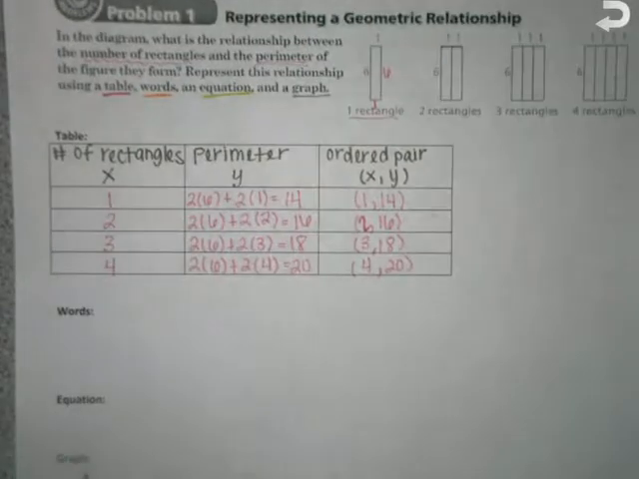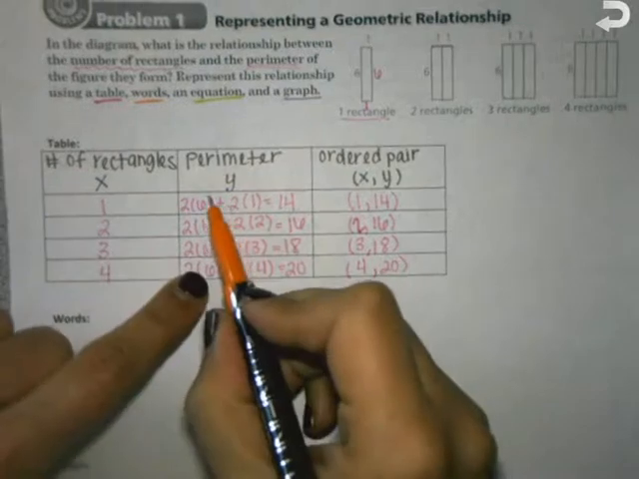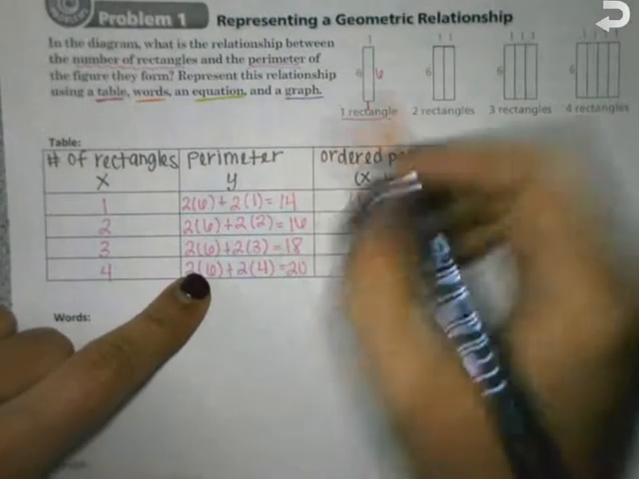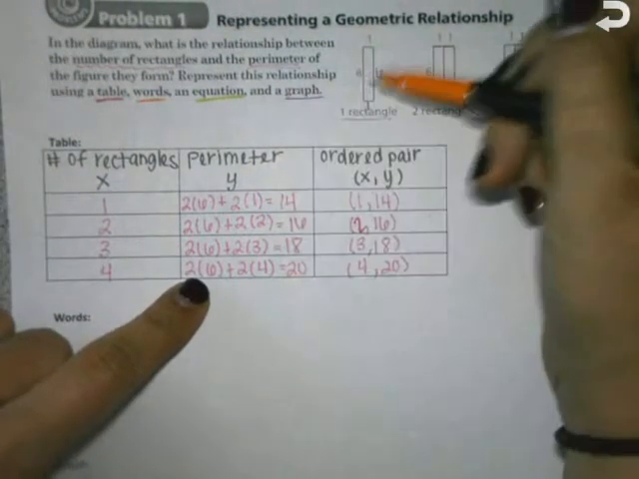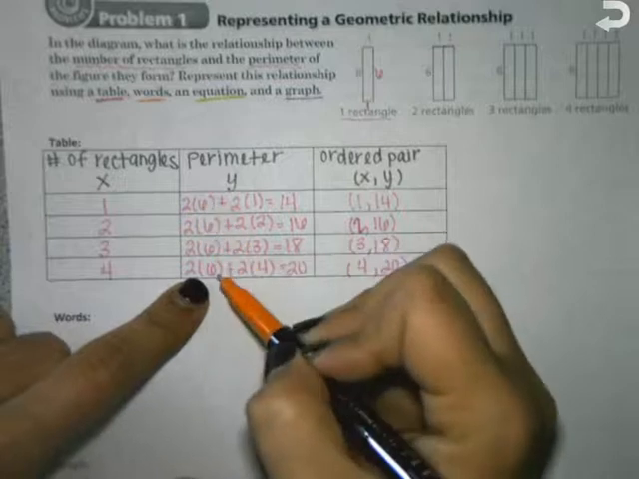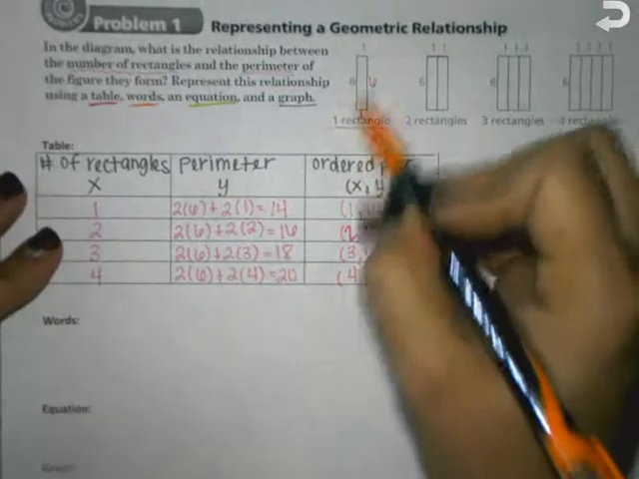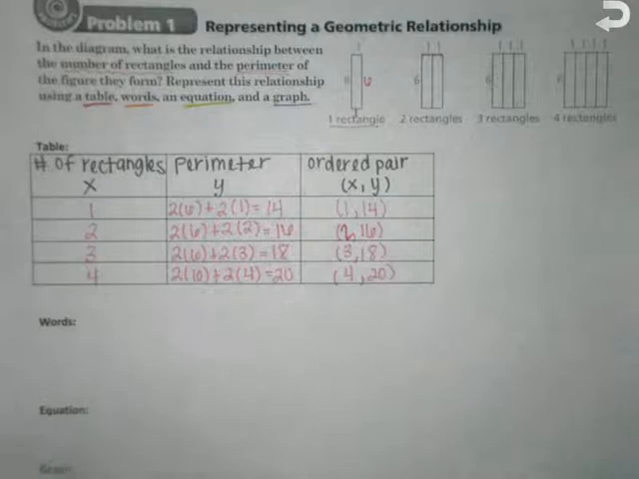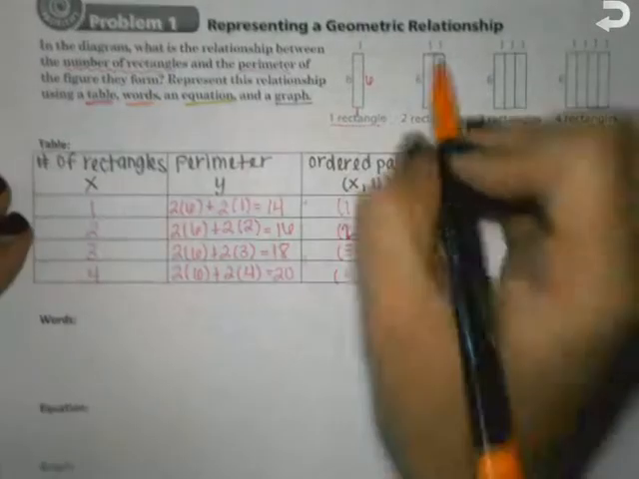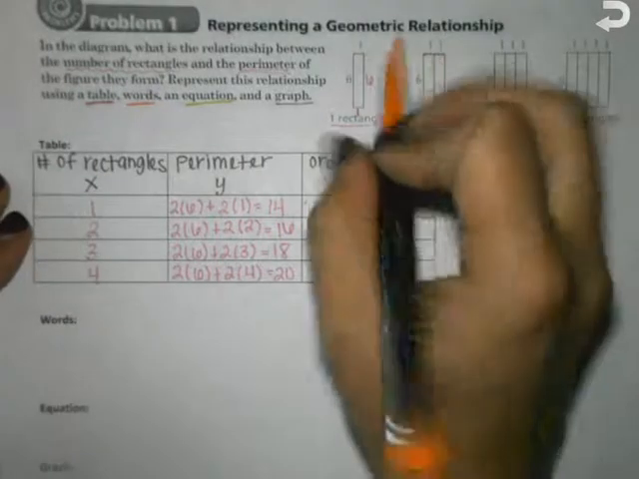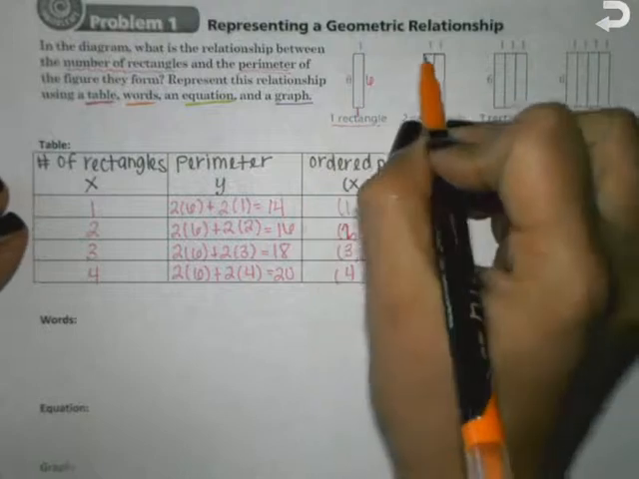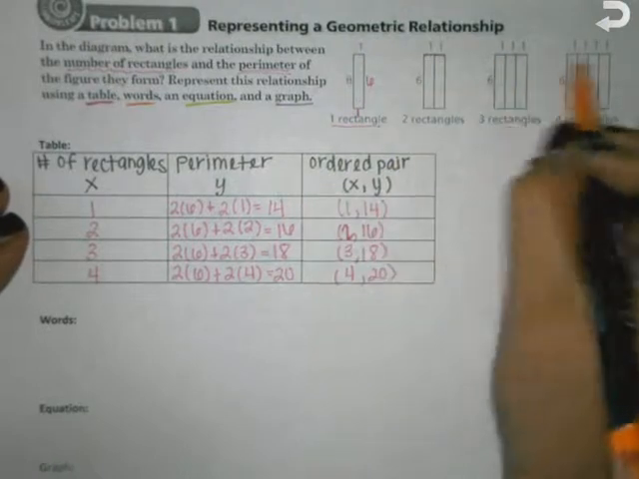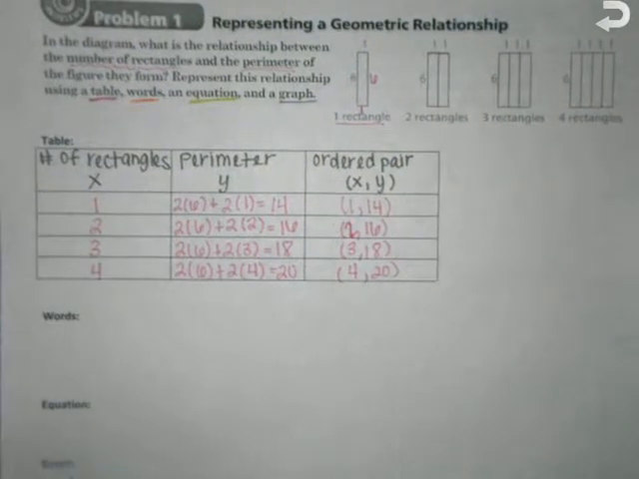So what was going on each time? 6 was the length. In order to find the length of each rectangle, we just multiplied 2 times 6 each time. But in our diagram, that never changed, right? But what was changing? The width. And the width was changing by how many rectangles there were. There was 1 rectangle here, and then there were 2, and then there were 3, and then there were 4. And then we added them together.